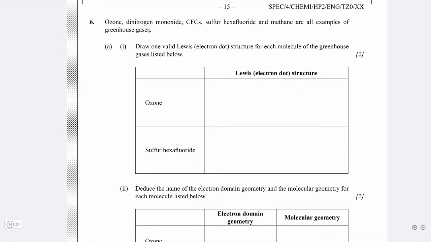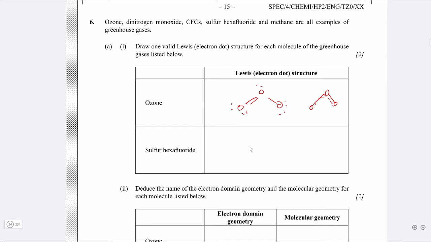Okay, ozone, dinitrogen monoxide, and so on, all examples of greenhouse gases. Draw one valid Lewis structure for each molecule of the greenhouse gases listed. So you should know by now that ozone looks like this. And it's technically a conjugated structure, or, what is it called? Anyways, yeah, it's like half bonds. So yeah, but this is how you would draw the Lewis structure. Oh, resonance structure, of course. It has a resonance structure.